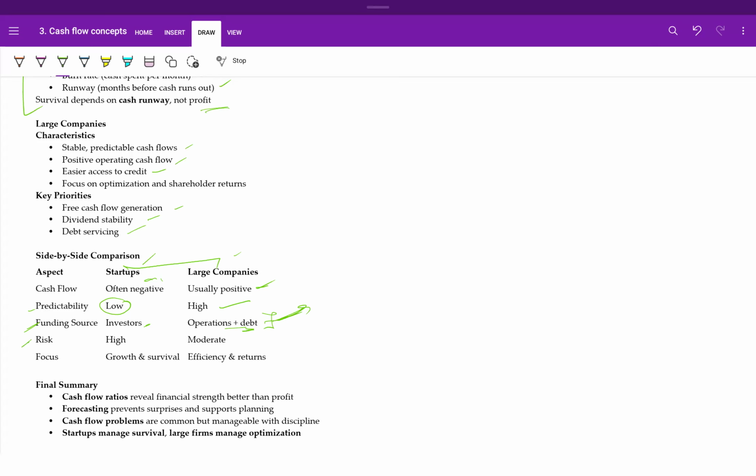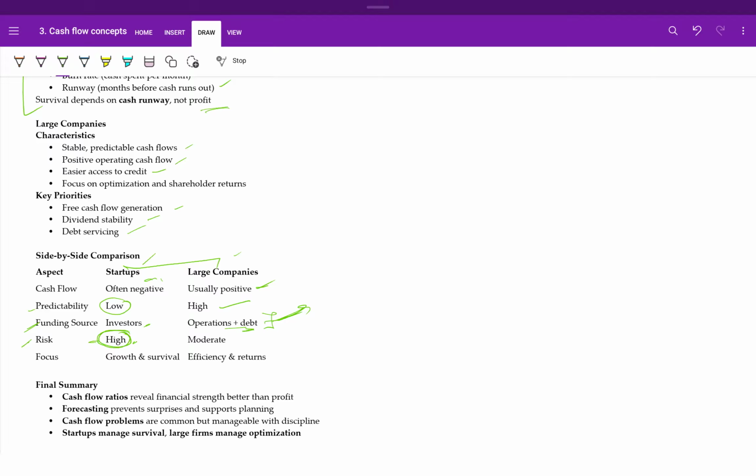Risk. When we talk about risk for a startup as compared to a large company, startups face high business and financial risk. The reasons are quite obvious: they have limited operating history, high cash burn, and uncertain revenue streams. Also, if a startup encounters a cash shortage, it can quickly lead to business failure.